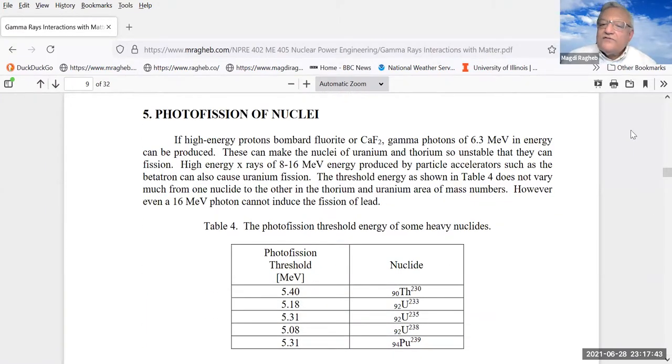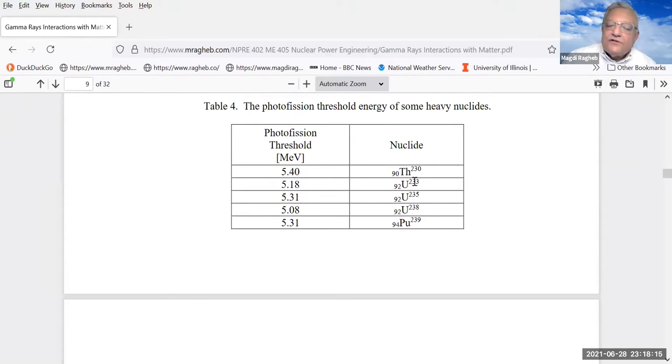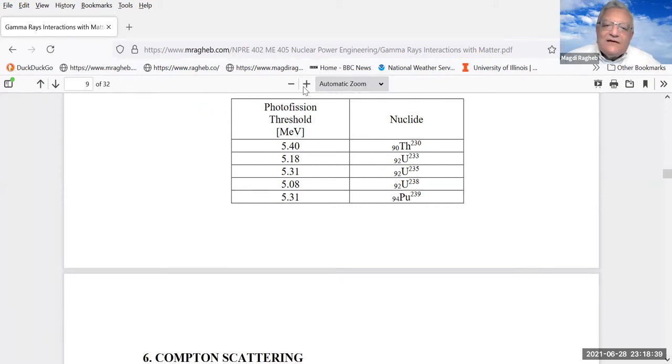The interesting thing also that is not listed in the textbooks is that if the gamma photon energy is higher than those energies that cause those photonuclear reactions, they can lead to photofission. They can fission a nuclei. For instance, if you get high energy protons and bombard calcium fluoride, you'll find that you can get gamma rays of 6.3 million electron volts of energy. And gamma photons at high energy can cause fission in different heavy nuclides. So if the gamma photon has an energy above 5.4 million electron volts, this is called the photofission threshold. On thorium-230, you can fission the thorium-230. You can fission the uranium-233, 235, 238, as well as plutonium by photons exceeding the threshold energies for the fission process.